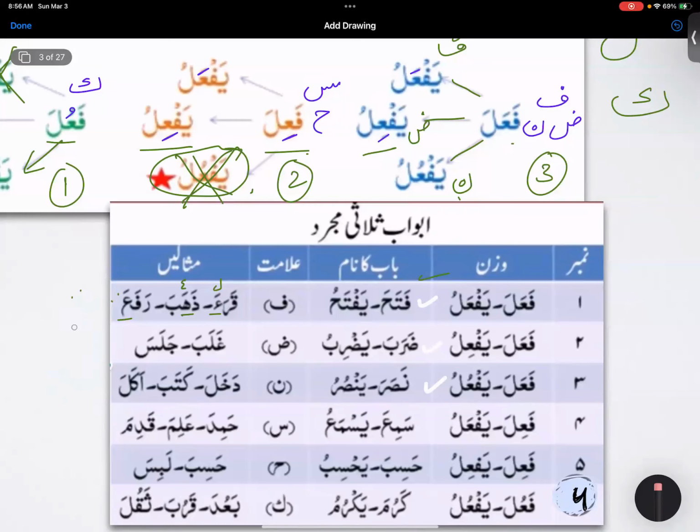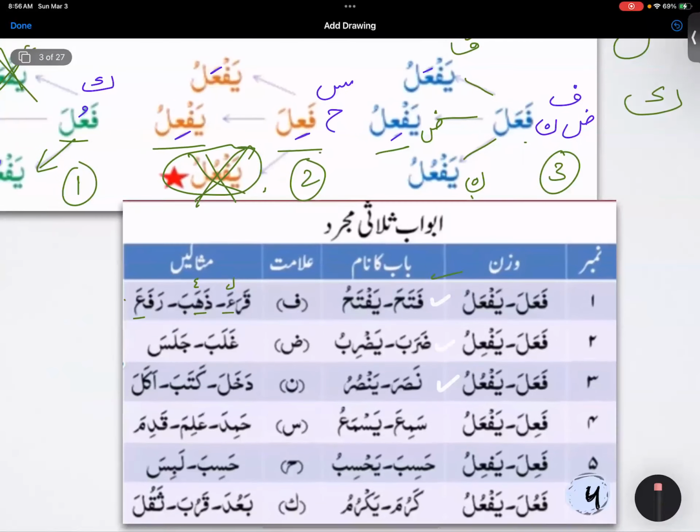Okay, so now we have Fa'ala Yaf'ilu, which is going to be Daraba Yadribu. Some examples are Ghalaba Yaghlibu, Jalasa Yajlisu. Then we have Fa'ala Yaf'ulu, which is Nasara Yansuru, Dakhala Yadkhulu, Kataba Yaktubu, Akala Yakulu. We will see a lot of examples in the Quran, Nasara Yansuru, even Daraba Yadribu, Fataha Yaftahu, a lot. But Hasiba Yahsabu, very few, and Karuma even very few.